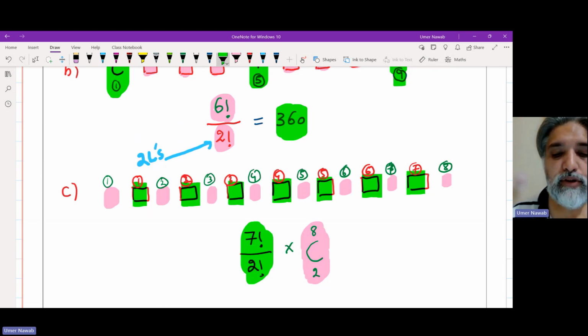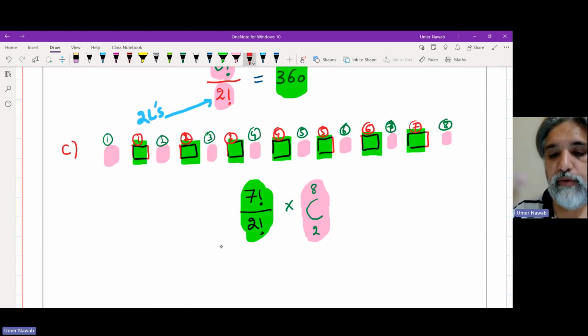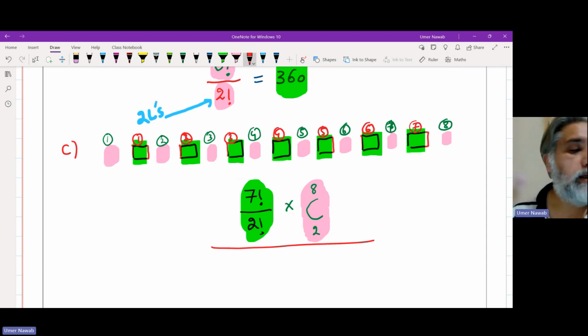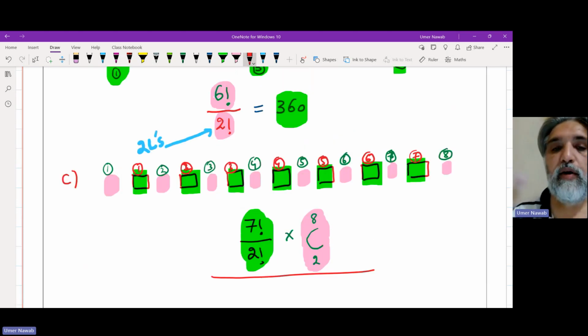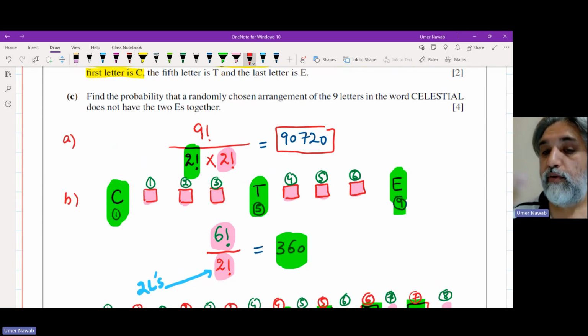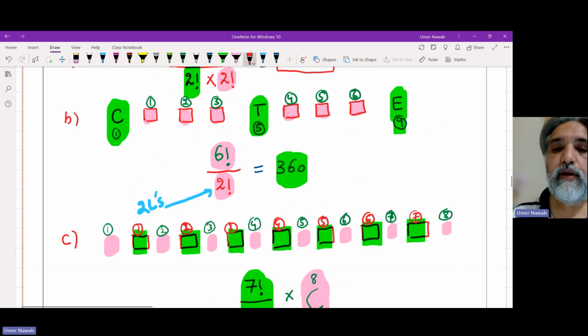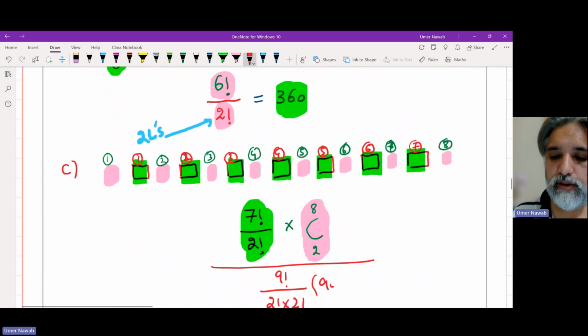Is it a probability question or a simple question? No, it is a probability question. So in the probability, guys, I have to divide by the total situation. Did I already find 90720, guys, which is without restriction? If you want to write it as 9 factorial divided by 2 factorial times 2 factorial, that's also right. Or if you want to write 90720, that's also fine.